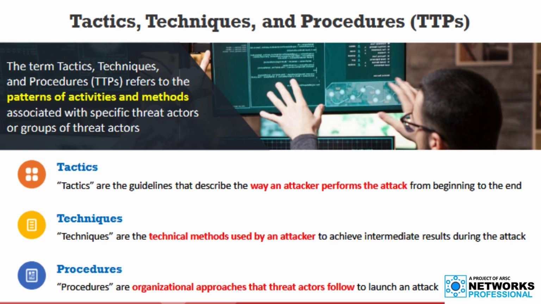The terms tactics, techniques, and procedures refer to the patterns of activities and methods associated with specific threat actors or groups of threat actors. TTPs are helpful in analyzing threats and profiling threat actors and can further be used to strengthen the security infrastructure of an organization.